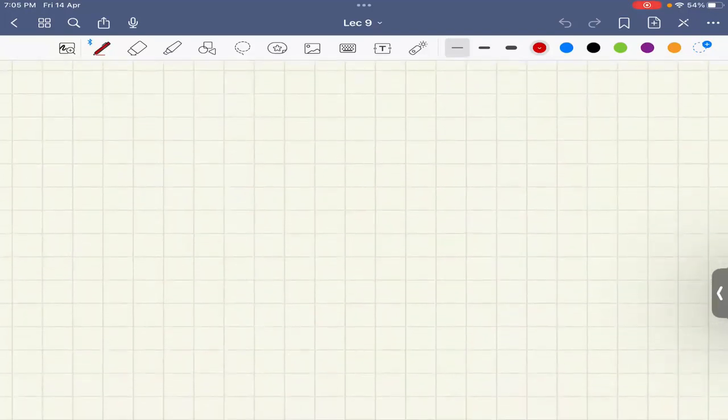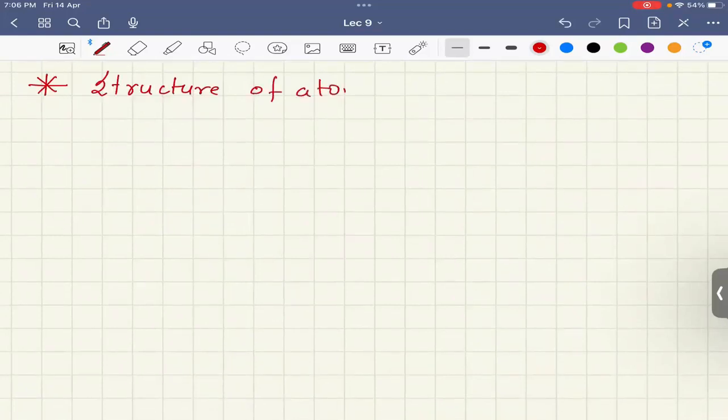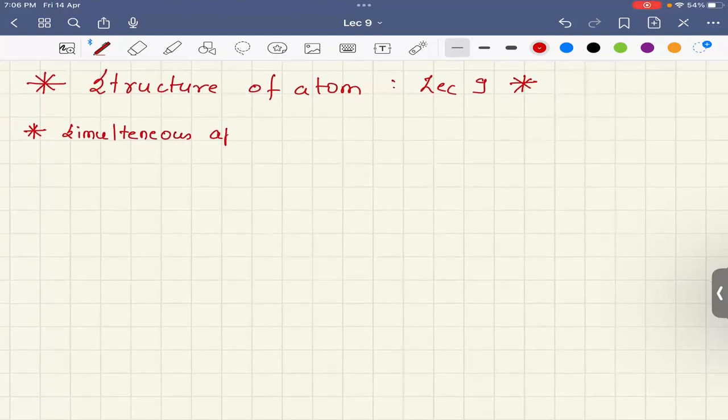Right. The first topic, let me write the heading: structure of atom. Lecture 9. The first topic which we are going to study is the explanation for simultaneous appearance of a large number of lines in spectrum of hydrogen.